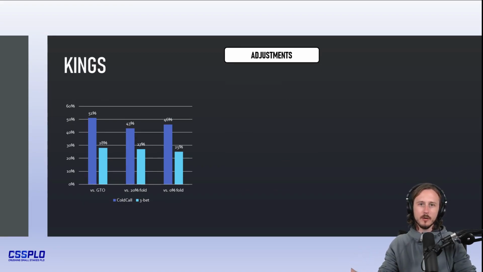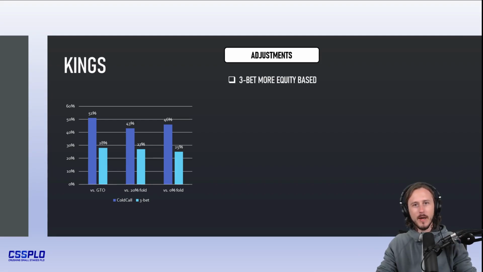Let's continue by looking into the kings, which is a very important category of hands, of course. We are 3-betting quite a bit of kings in general, around 28, 27, 25% of the time, as you can see here in the graph. However, there are also a lot of kings that we're not 3-betting and cold calling, obviously for the reasons that we know. But the difference here is not as large as we might think. However, there are a few subtle and important adjustments that we should think about.